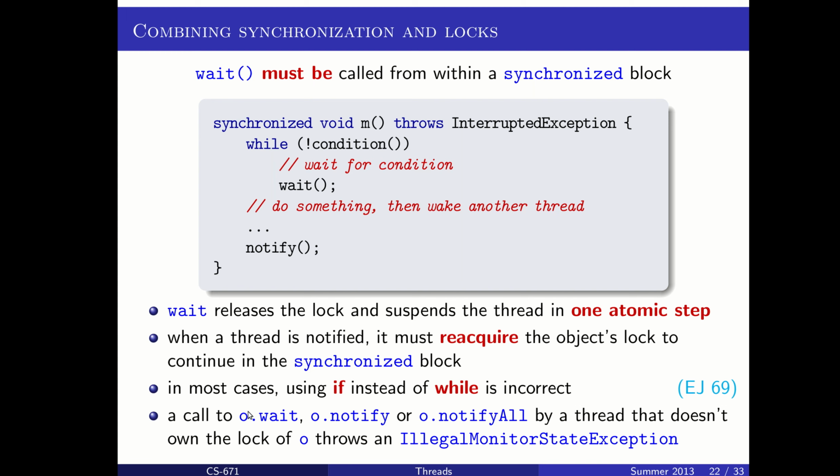A call to wait or notifyAll by a thread that doesn't own the lock of O will throw an IllegalMonitorStateException. So you have to hold the lock to be able to call wait. You have to hold the lock on O to be able to call O.wait, and similarly for O.notify or notifyAll.